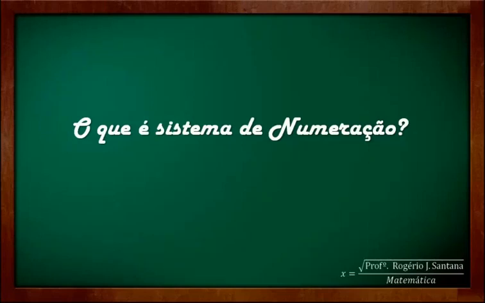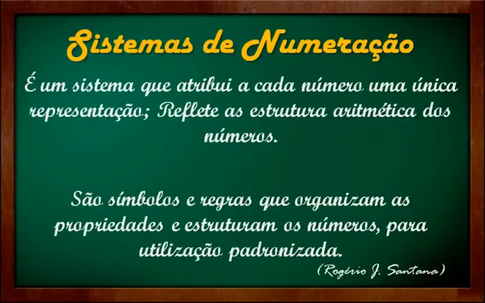What is a numbering system? It is a system that assigns each number a single representation. It reflects the arithmetic structures of numbers. That is, they are symbols and rules that organize properties and structure numbers for standardized use.